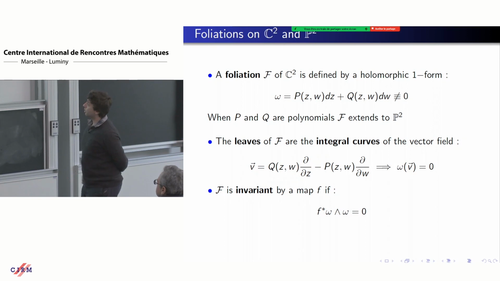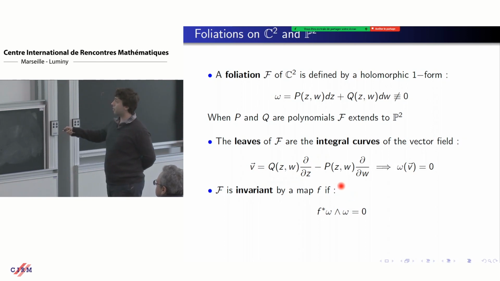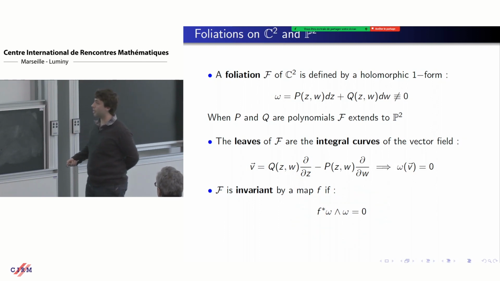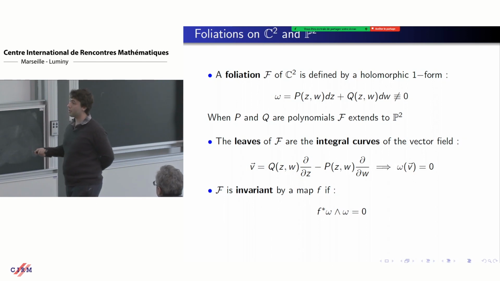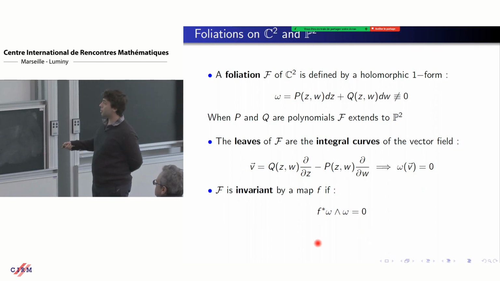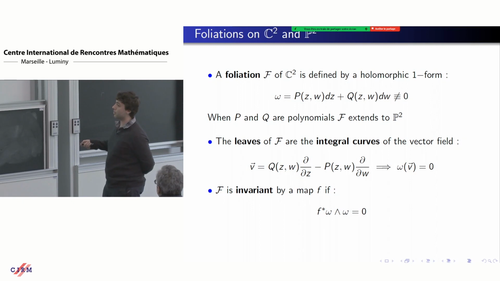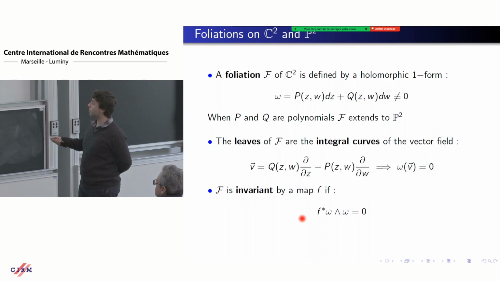What is important in this talk is a formula. It's a very efficient way to define invariance. If you pull back the form omega by F, then you will get a new form, and so you will get a new foliation. This equation asks exactly that your new foliation coincides with the previous one. It's the notion of invariance. Here F is a mapping on C2 or P2, whatever.